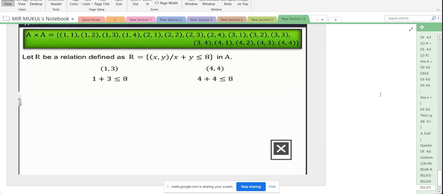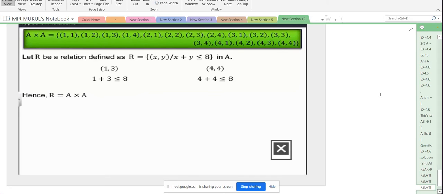Here, all the ordered pairs satisfy the condition that the sum of their elements is less than or equal to 8. Hence, we get a relation R that has all the ordered pairs present in A cross A. This type of a relation is known as the universal relation or total relation.